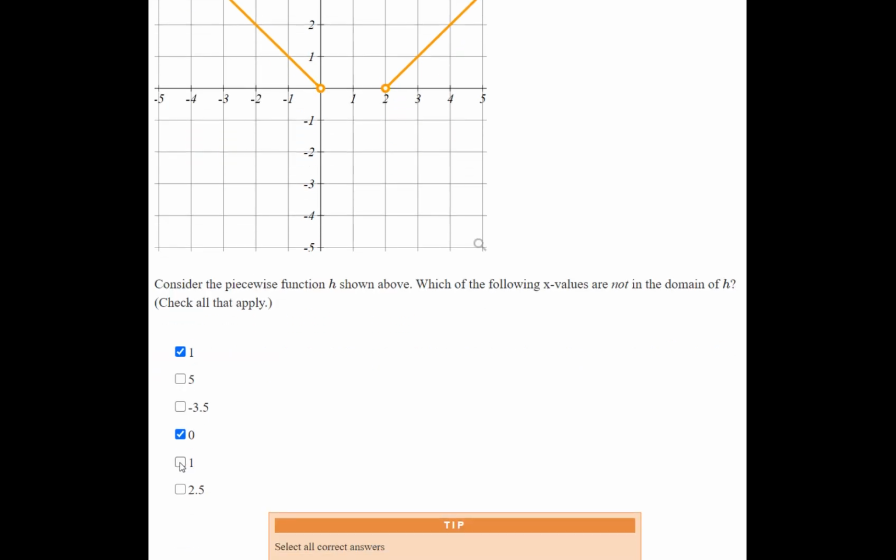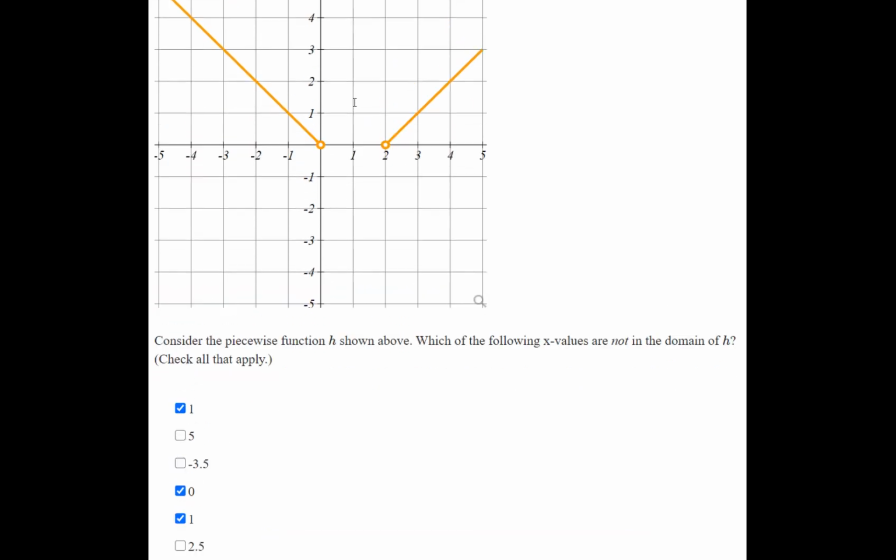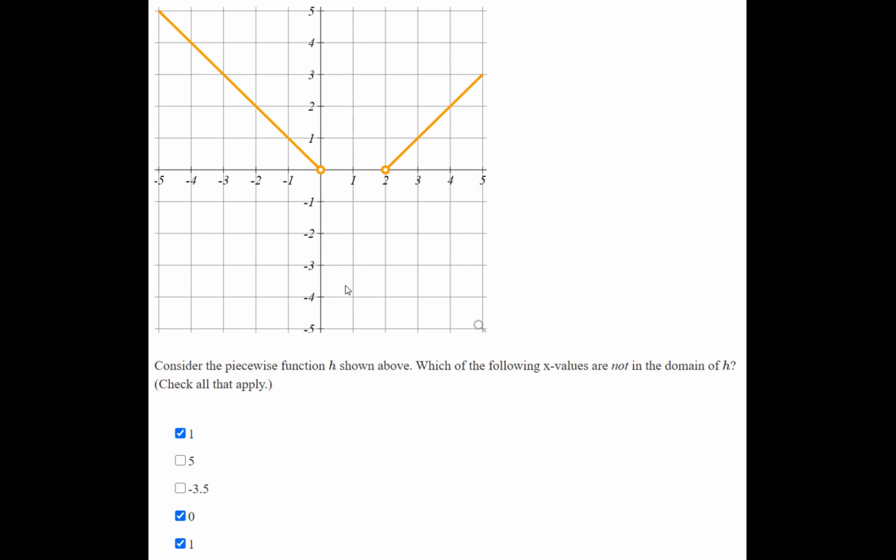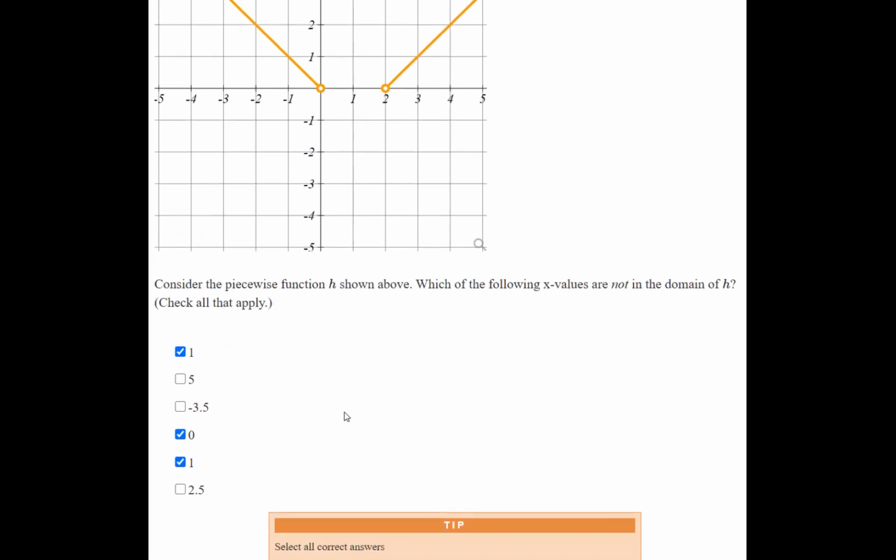And strangely enough, it's thrown 1 at us the second time, but that's okay. It's still not in the domain. And then we have 2.5. So 2.5 is here between 2 and 3. And if we come up from there, we run into the graph, so it is contained in the domain. So those are the values that we have.